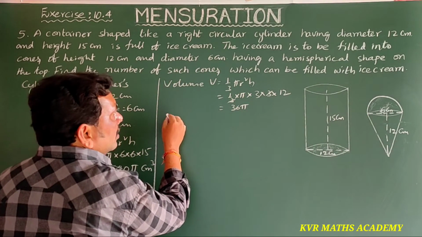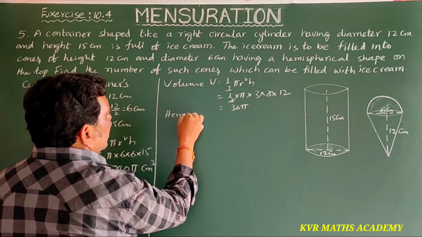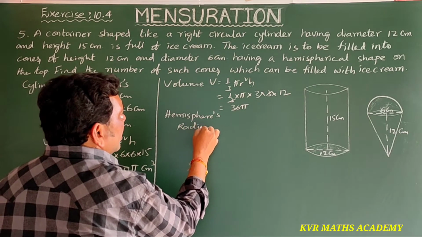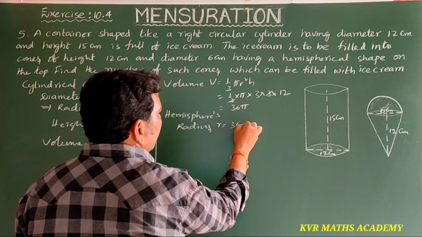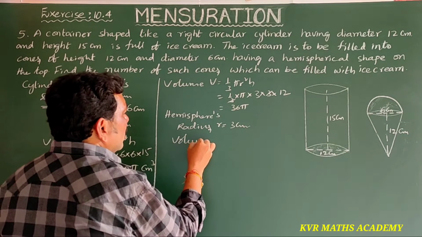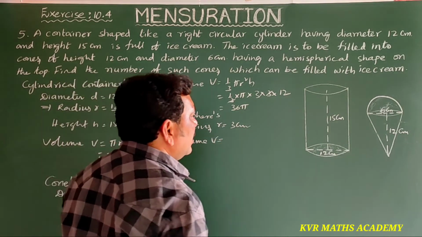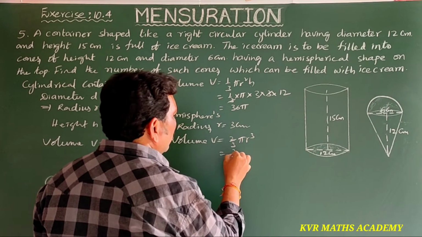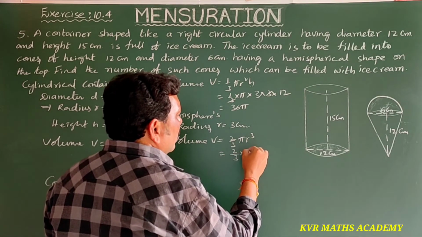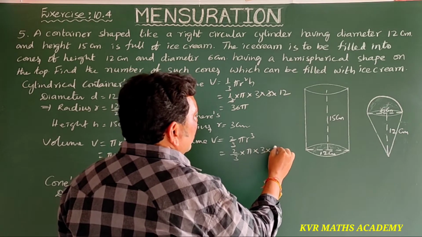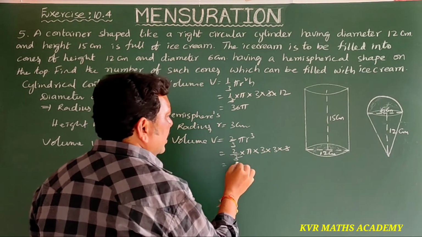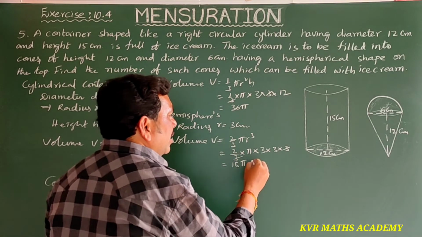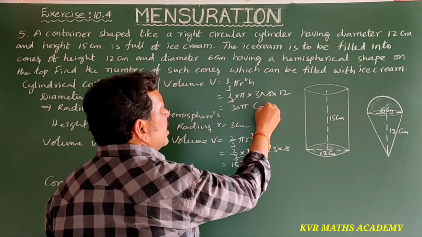Next, hemisphere. Radius R is equal to 3 centimeters. Its volume V is equal to 2 by 3 pi R cube, that is 2 by 3 into pi into 3 into 3 into 3. 3 gets cancelled. 3 3s are 9, 9 2s are 18. So, 18 pi centimeter cube. Here also, centimeter cube.